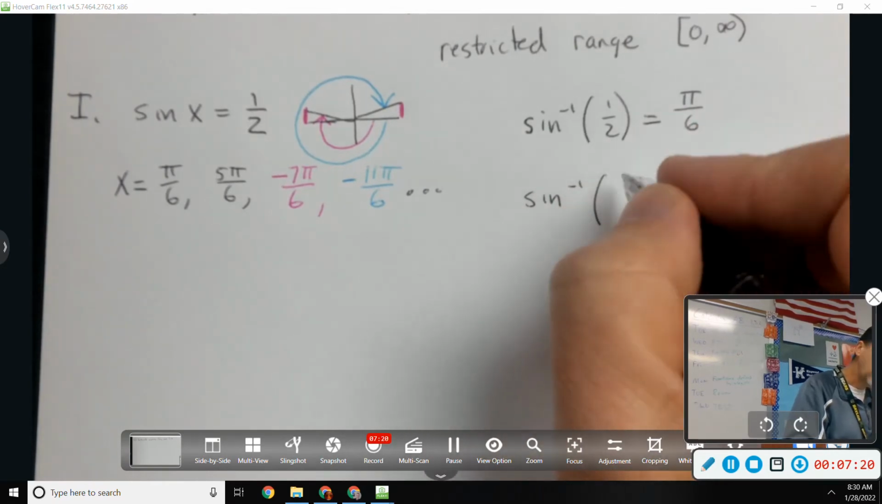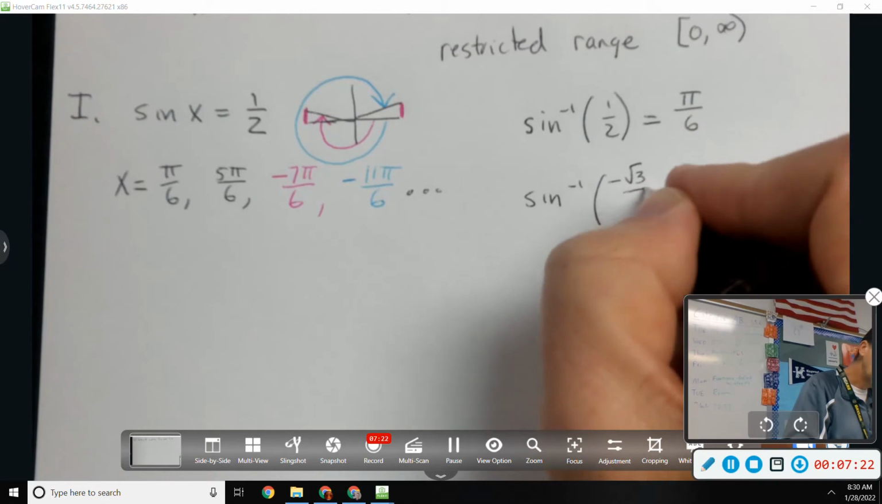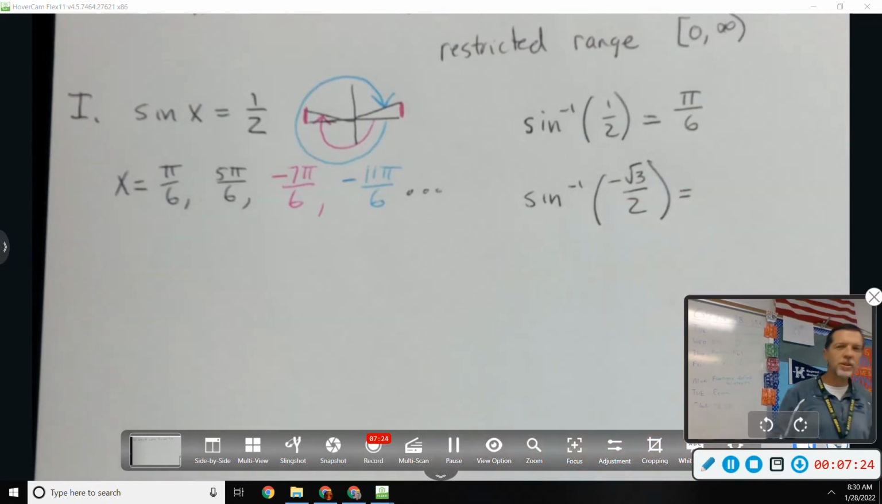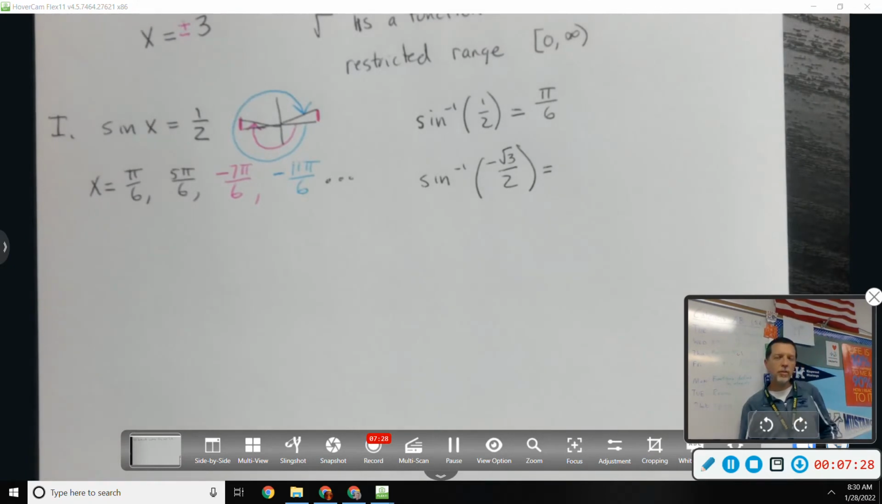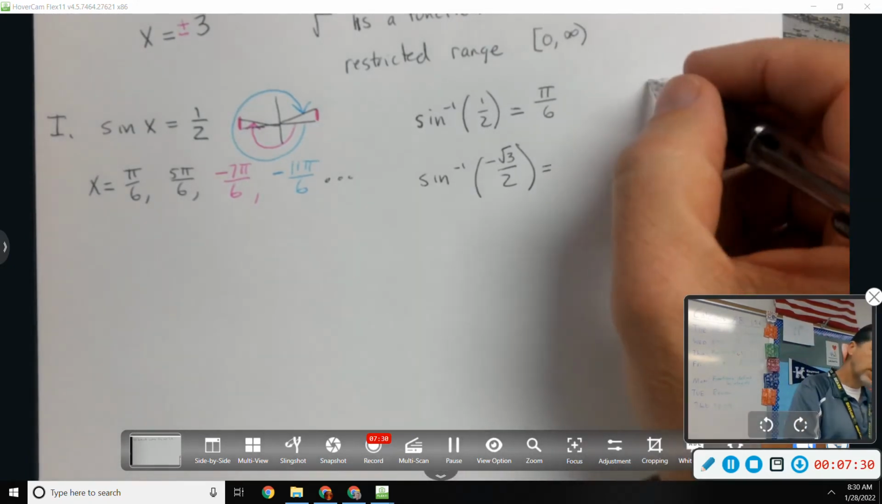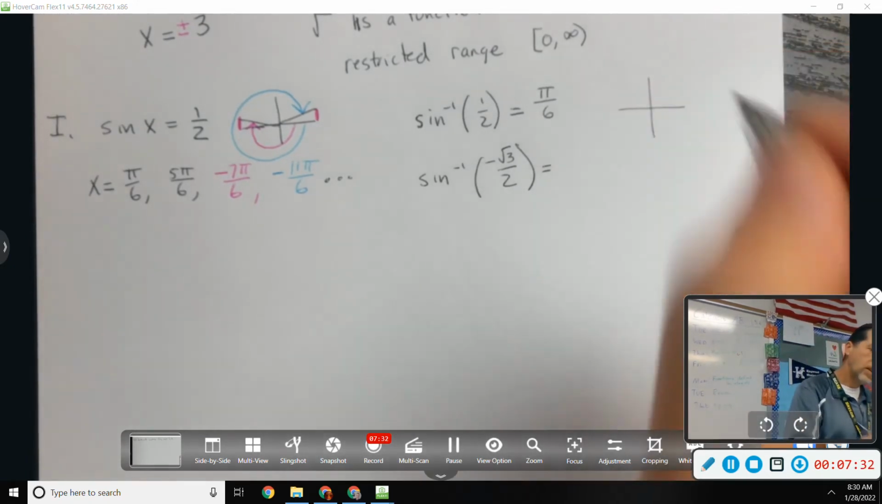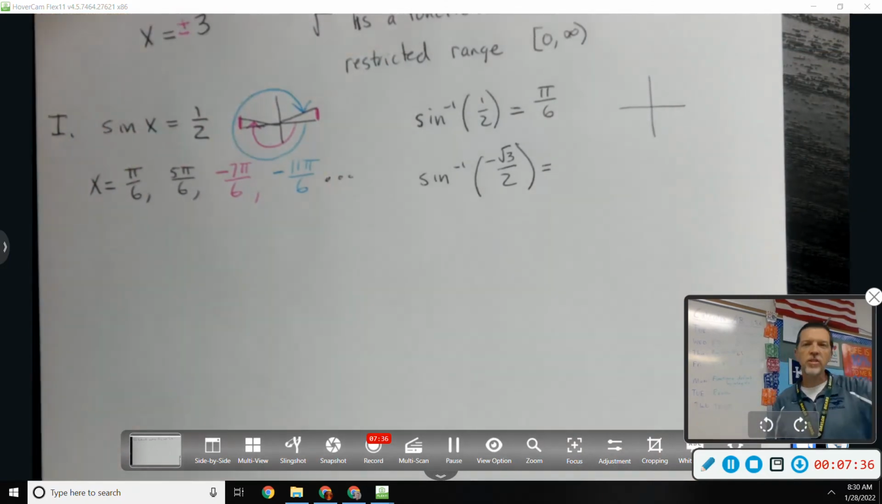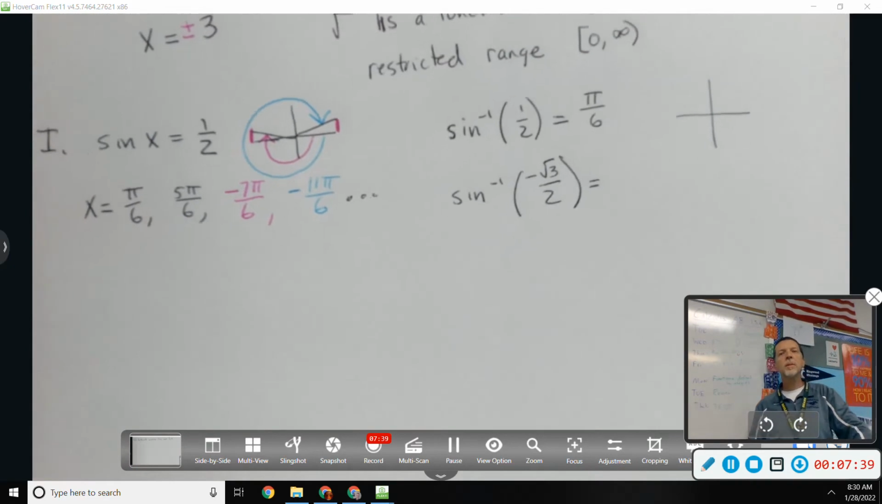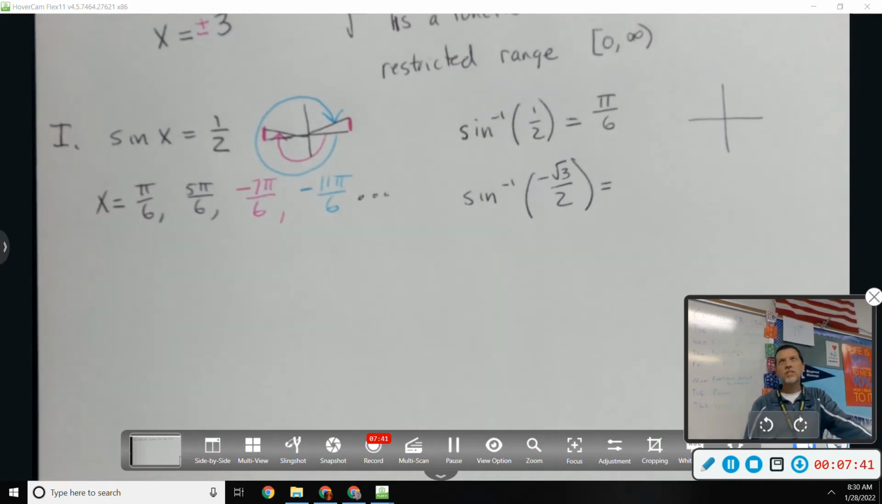All right, how about the inverse sine? Now we're going to get a little bit trickier here. The inverse sine of negative root 3 over 2. Draw a picture first. Maybe that'll help us. Inverse sine, negative root 3 over 2. So I'm trying to figure out an angle whose y-coordinate is negative root 3 over 2.